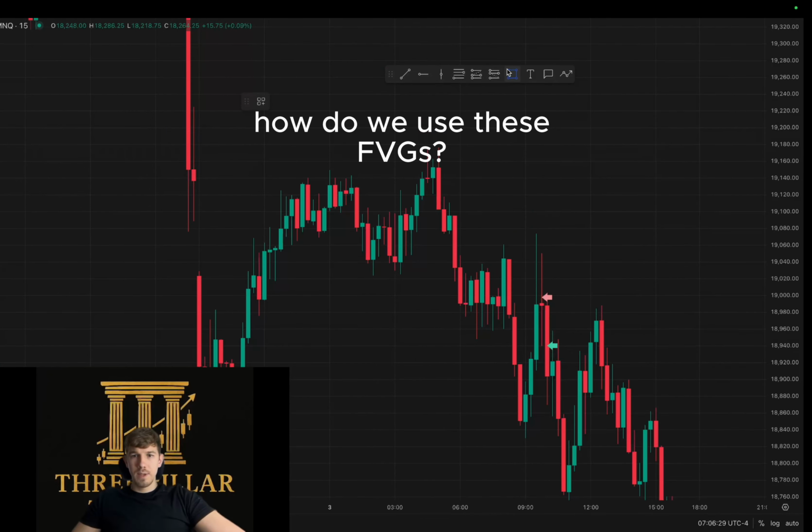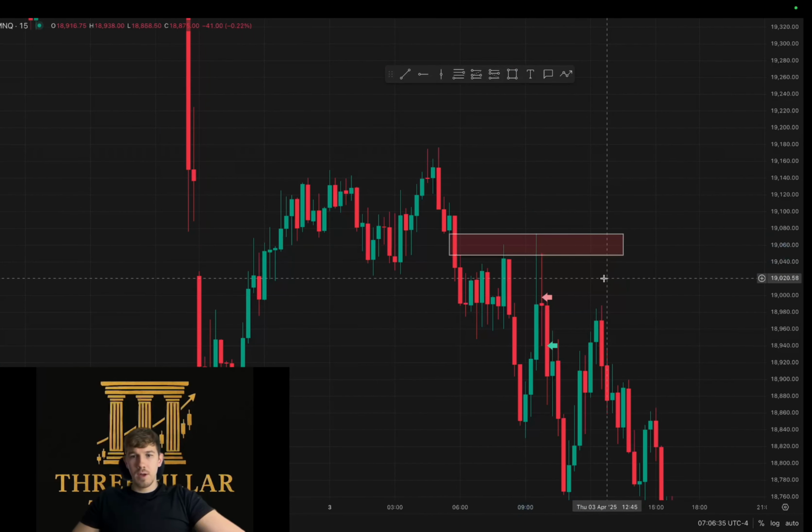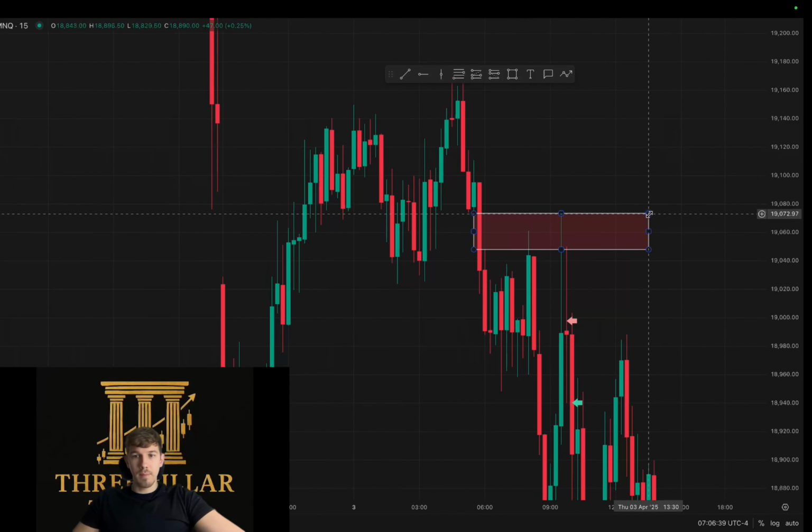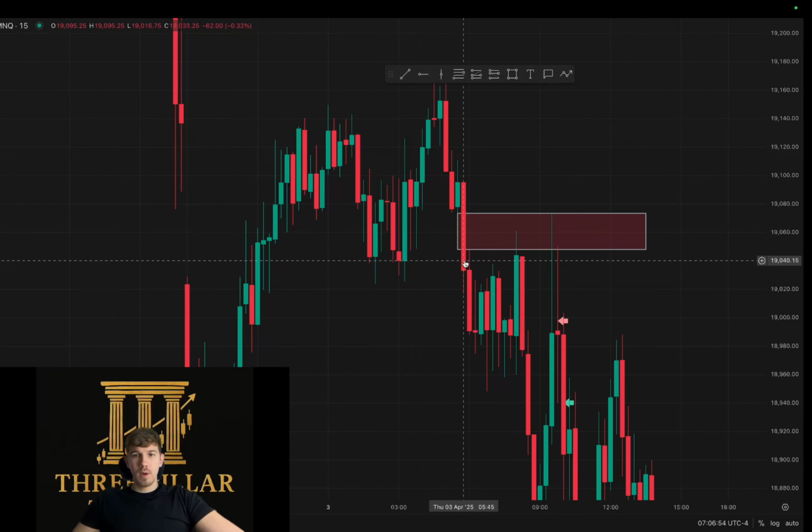So how do we actually use these fair value gaps to gain entries? Of course, we can't just use a fair value gap on its own to then go straight into the 1 minute and actually take an entry. We have to use other confluences paired with these fair value gaps to actually take an entry. Also, these fair value gaps signal strong selling pressure in this direction. So in this direction we're bearish, so this is strong selling pressure to go bearish and follow the trend.